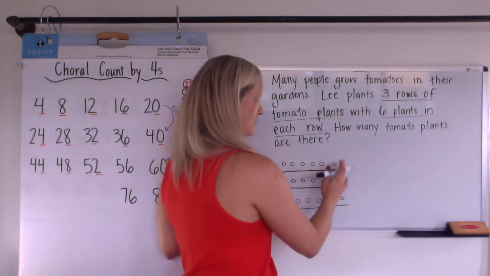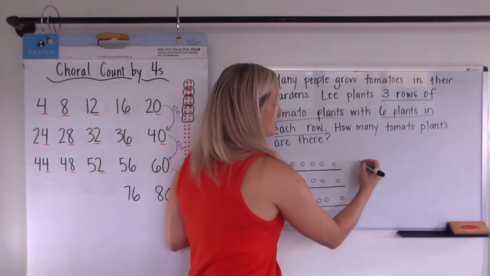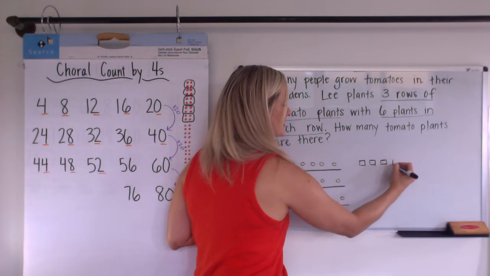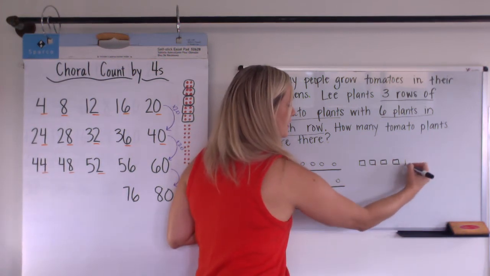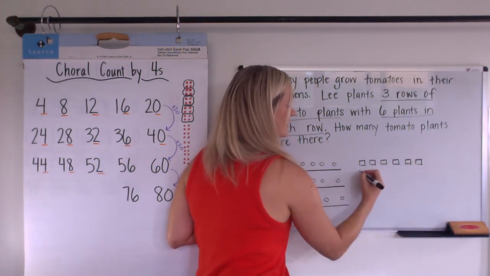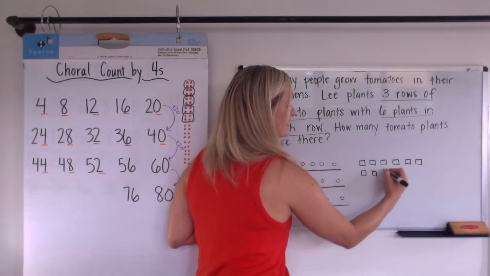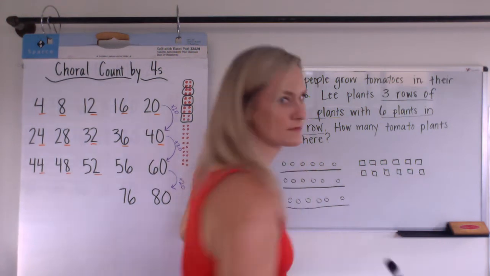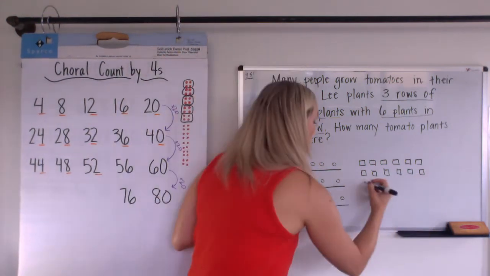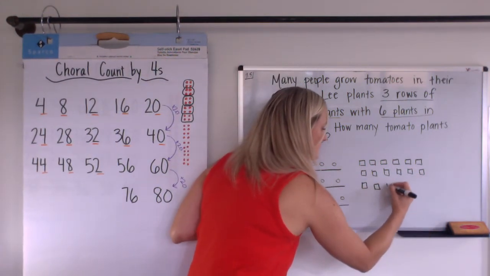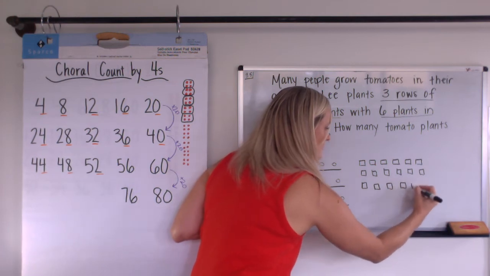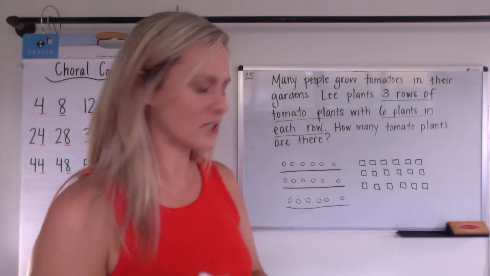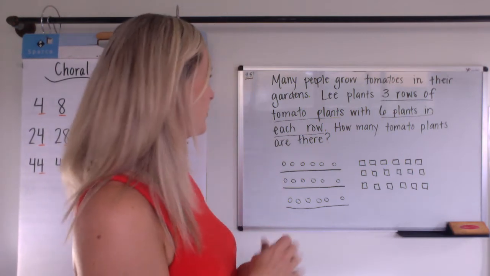Or I could just not draw out my lines for my rows, and I could just use cubes or blocks. So I'm really visualizing what I'm doing, right? It's very important. Stop to visualize. Okay, so now how would you figure out how many tomato plants there are?